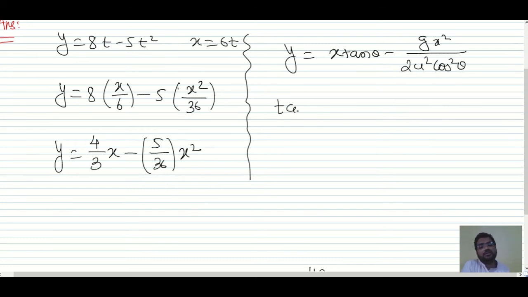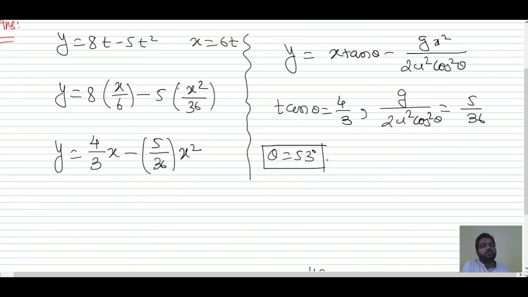So what is tan theta over here? Tan theta is 4 divided by 3, and what is g divided by 2u squared cos squared theta? It is 5 divided by 36. So if you just solve this now, you will get theta is equal to 53 degrees, and cos 53 is 3 by 5. So you will get g divided by 2 into u squared into 9 divided by 25 is equal to 5 divided by 36.